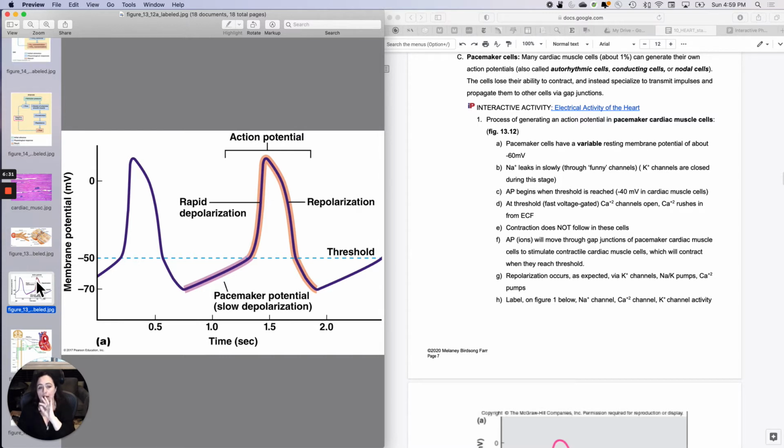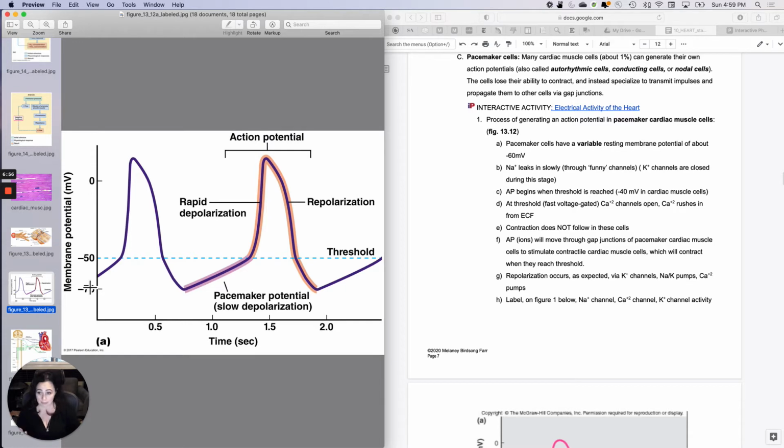Pacemaker cells have what we call a variable resting membrane potential, meaning that the resting membrane potential really never stays at rest. It's about minus 60, but it's going to immediately start depolarizing to threshold again as soon as you reset it back to minus 60, and then repolarize, and then repolarize. So, a variable resting membrane potential around minus 60.